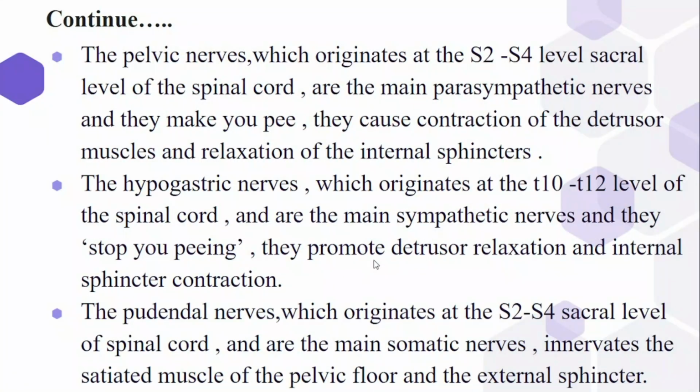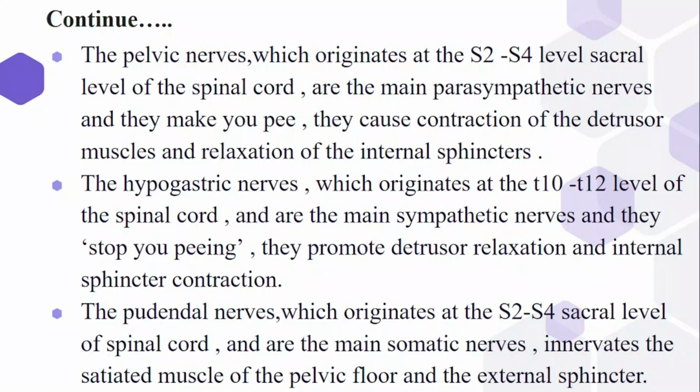The pelvic nerves, which originate at S2 to S4, meaning sacral vertebra 2 to sacral vertebra 4 level of the spinal cord, are the main parasympathetic nerves, and they make you pee, right? They cause contraction of the detrusor muscle and relaxation of the internal sphincters, right?